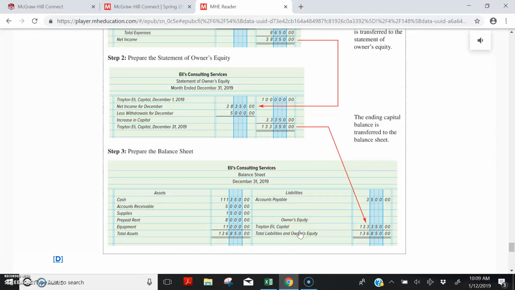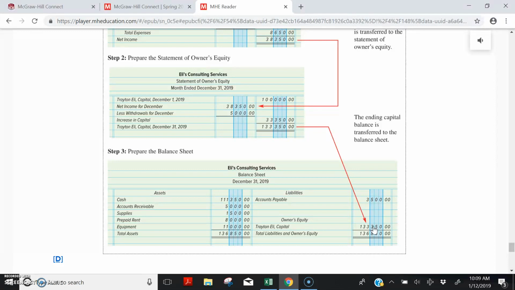Let's take a moment to notice a couple of other important things about the balance sheet. First, all of the assets and liabilities shown on the balance sheet are the balances at the end of the accounting period. So we must also show the balance of the owner's capital account at the end of the accounting period. That's why the final number on the statement of owner's equity is transferred to the balance sheet.